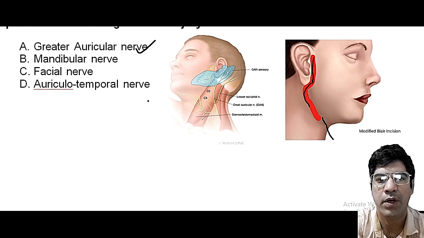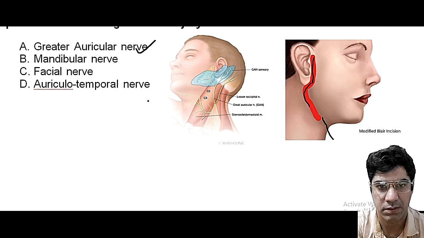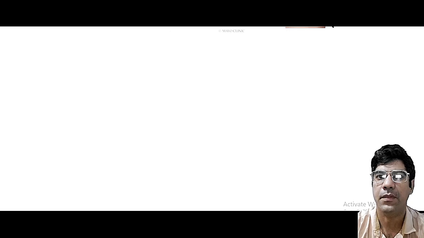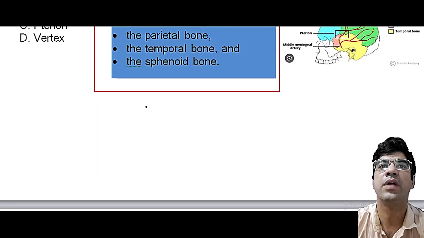The other option is the auriculotemporal nerve. It is a branch of the mandibular nerve, a division of the trigeminal nerve, so it is very unlikely to affect the areas involved in shaving. So your answer is the greater auricular nerve. Moving to the next question.